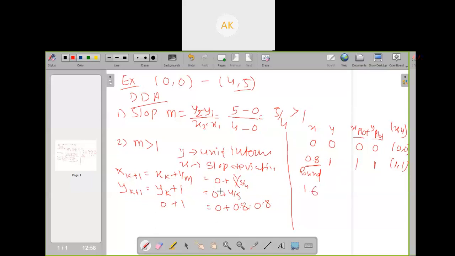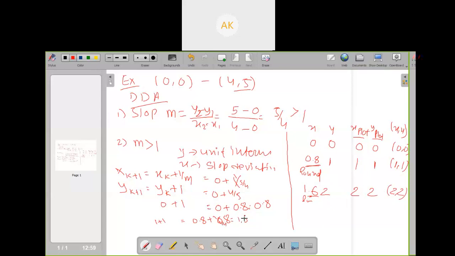Xk's previous value is 0.8, 0.8 plus 1 by m, which is 0.8, 0.8 plus 0.8, 1.6. As you can see, your previous value is 0.8 plus 1 by m. 1 by m is 4 by 5, which is 0.8, so 0.8 plus 0.8 is 1.6, again a float value. Apply the round function, it will be 2, so x value will be 2, y value increments by 1, previous value 1 plus 1, which is 2. Your plotting point is 2, 2.